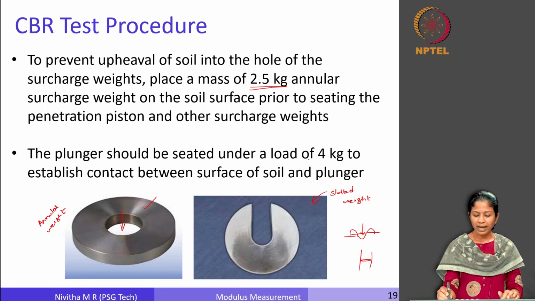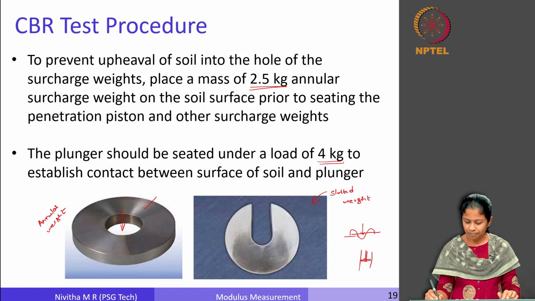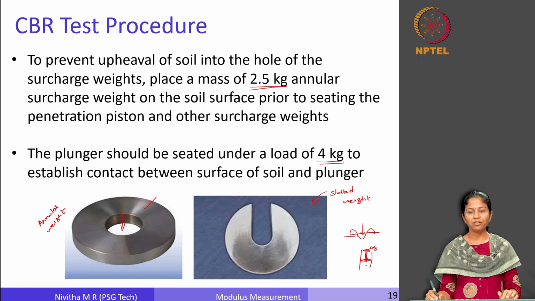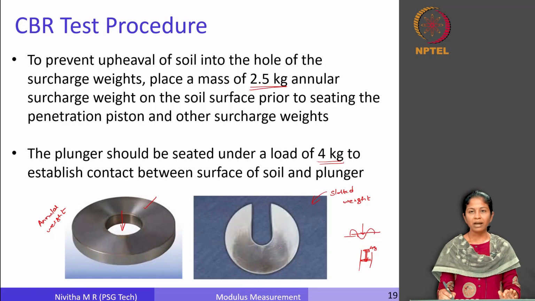So, this plunger should again be seated under a load of 4.4 kg to establish contact between surface of the soil and plunger. Many times you would have heard something called as a seating load, right. When this plunger is there, there is a load of 4 kg, that is to ensure that there is contact between the plunger and the surface of the specimen, right. This is also provided before you start the test. So, now once the setup is ready, we have now placed the annular surcharge and we have also placed the piston on top of it, given a seated load of 4 kg. Now, it is ready for testing.